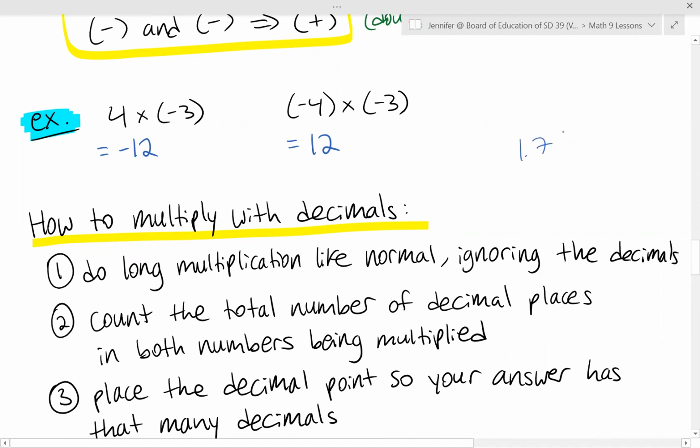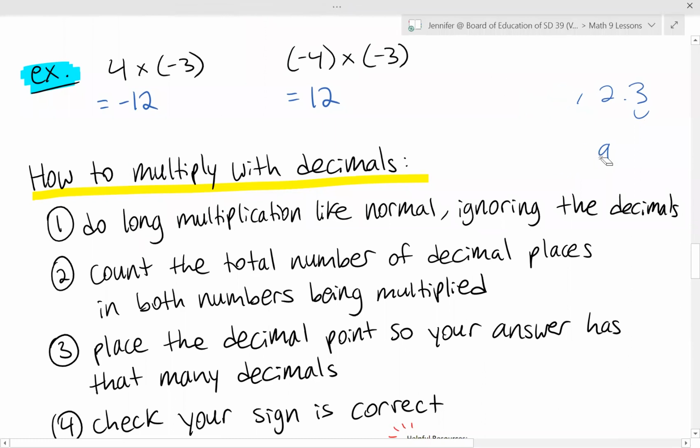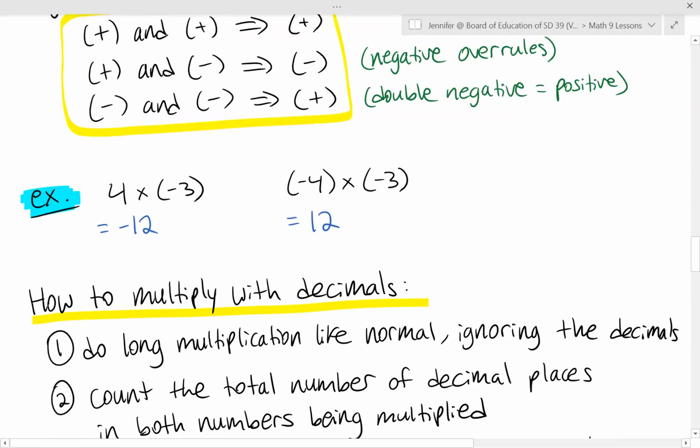So if you were multiplying 1.75 times 2.3, in these original numbers being multiplied, you add up how many decimal places exist. So we've got 1, 2, and 3 of them. That means your final answer is going to have 3 decimal places. So if your final answer was this, then you know you have to put the decimal place here, because it has to have 3 decimal places, because there's a total of 3 in your original question. And then finally, you just have to check that your sign is correct using the sign rules that we just talked about up here.